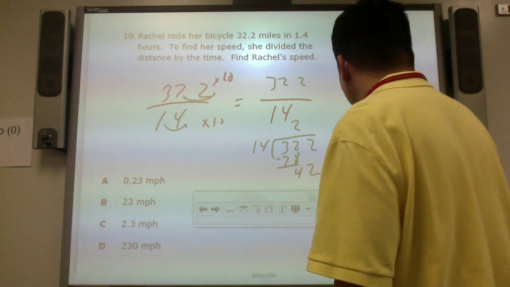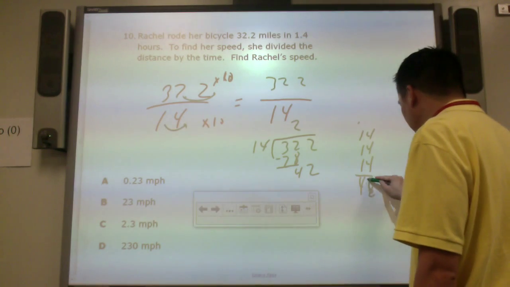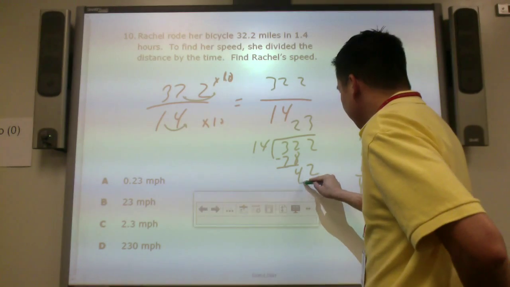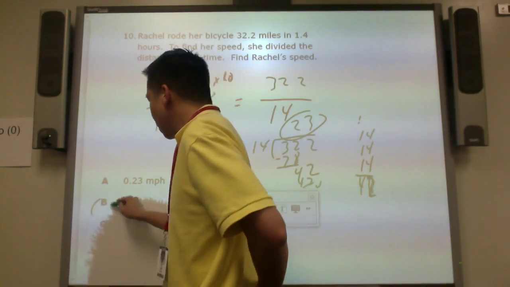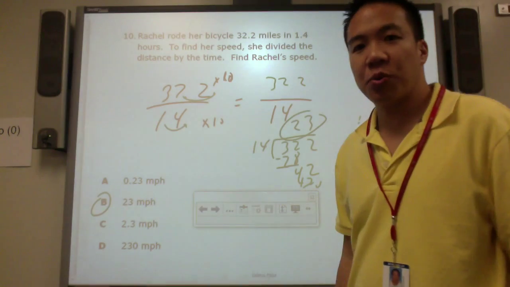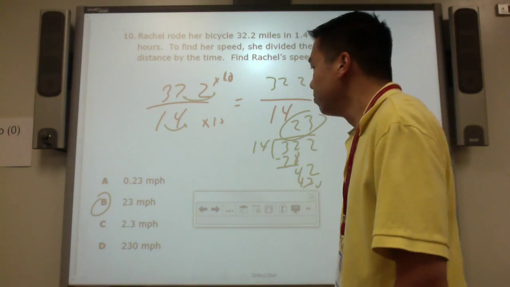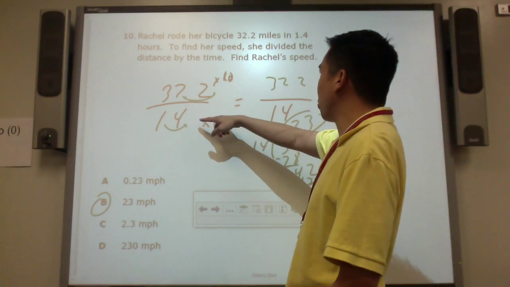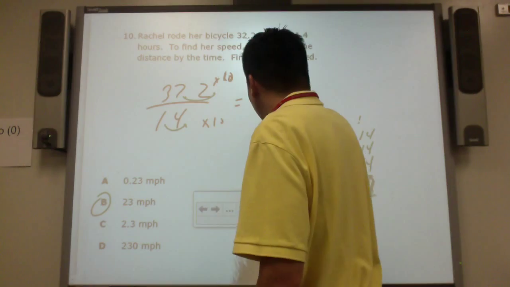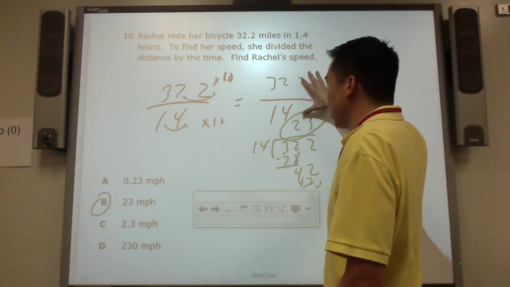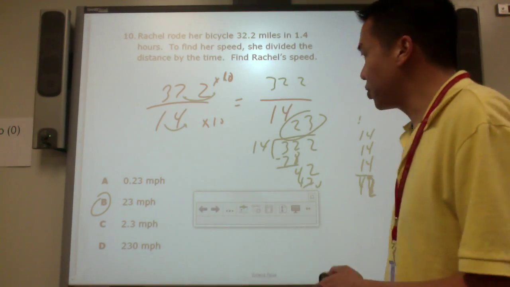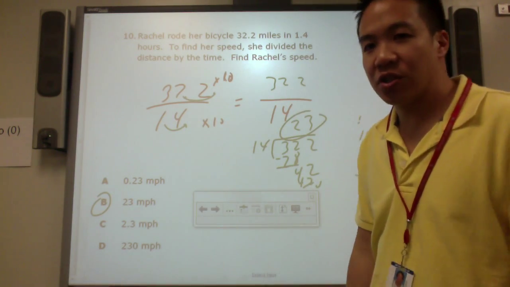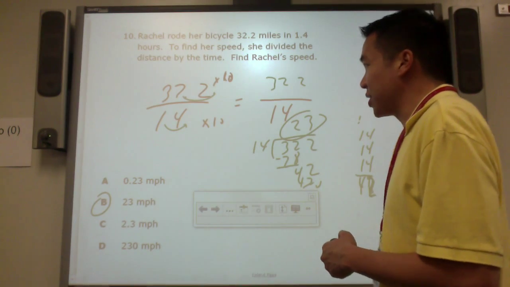I feel like I'm messing up somewhere here. Oh, 4, 8, 12. So it goes in 3 groups. So our speed is 23 miles per hour. That's a very, very fast bicyclist. So if you divide 32 and 2/10 by 1 and 4/10, I move the decimal one place over. I get 322 divided by 14. You get 23 groups of 14, or 23 groups of 1 and 4/10 go into 32 and 2/10.